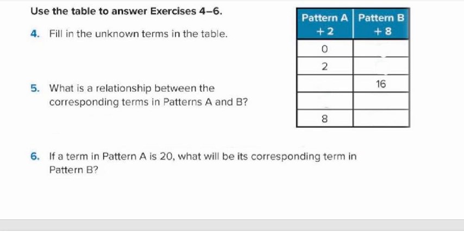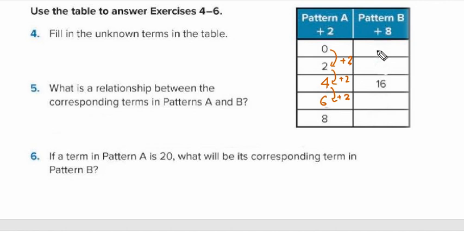Now let's discuss the next question. I hope you have solved the previous one. Now in this one, fill in the unknown terms which we don't know in the table. So pattern A says plus 2, add 2. So 0 plus 2 is 2, 2 plus 2 is 4, 4 plus 2 is 6.